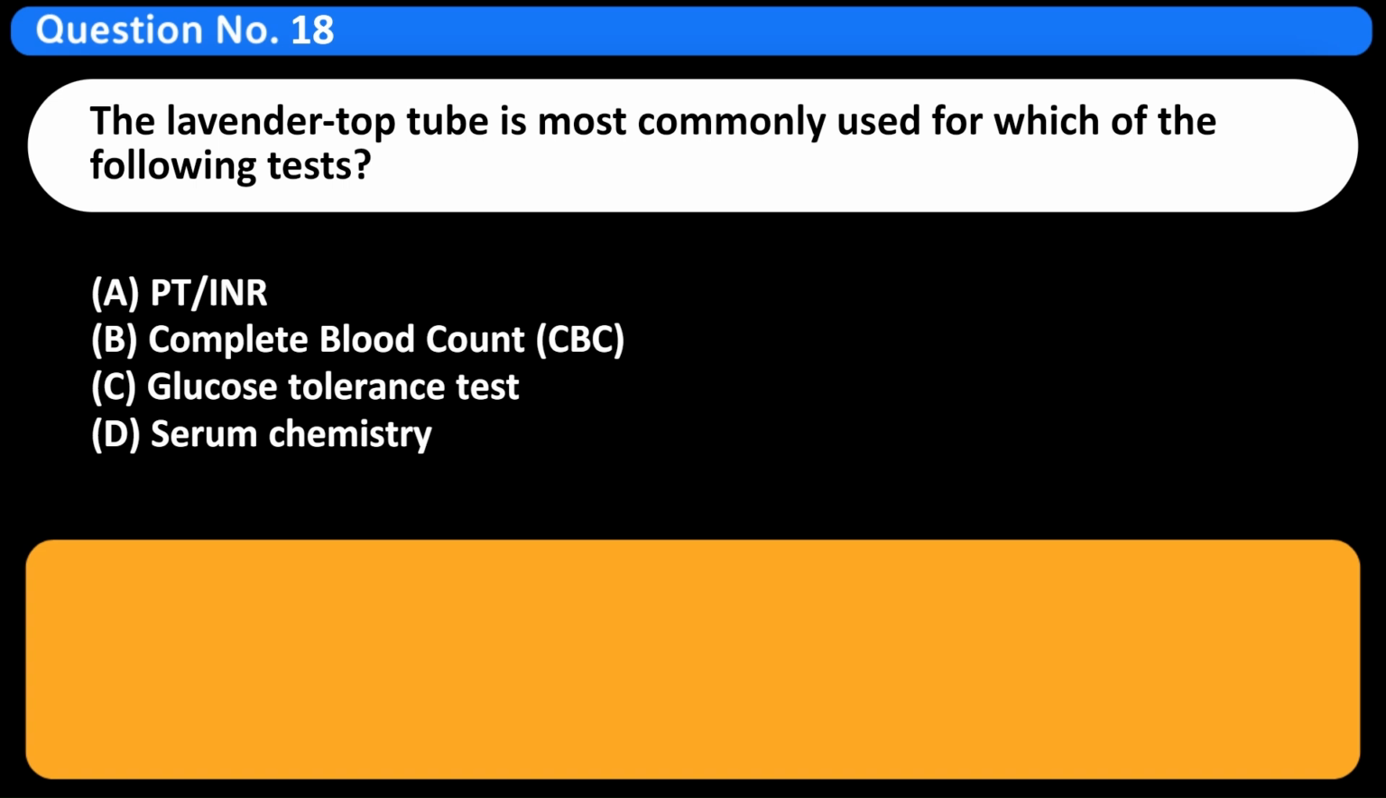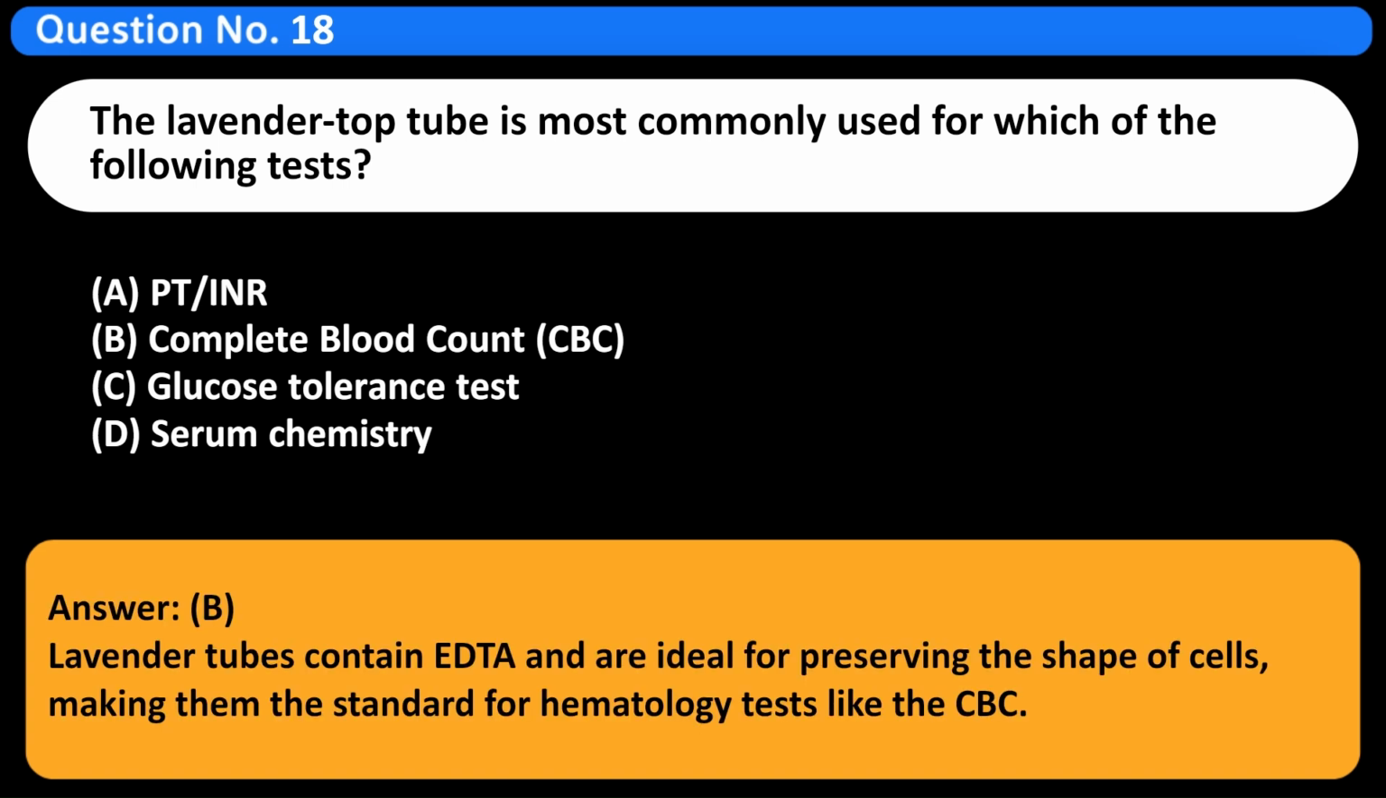Answer: B. Lavender tubes contain EDTA and are ideal for preserving the shape of cells, making them the standard for hematology tests like the CBC.